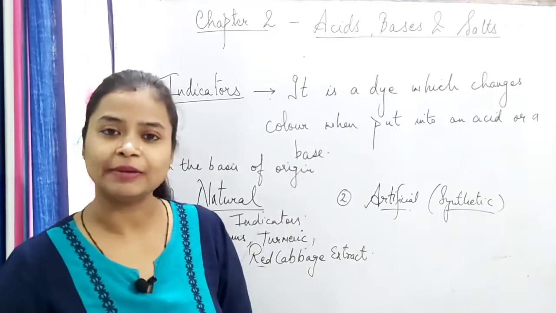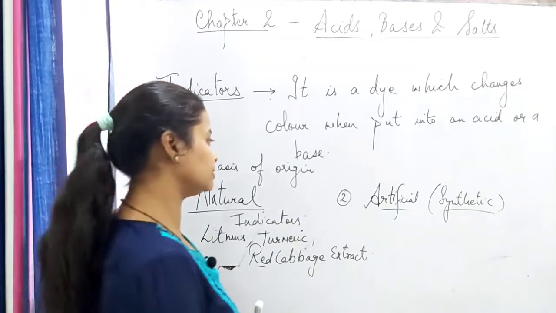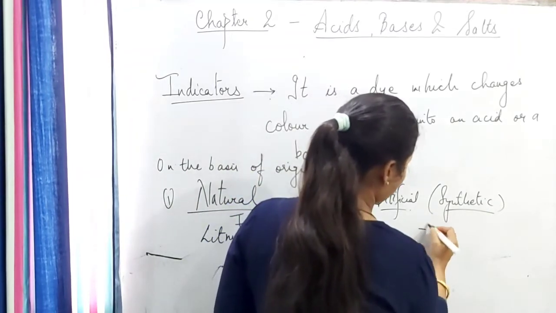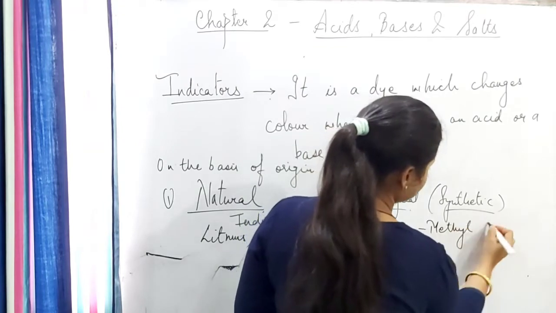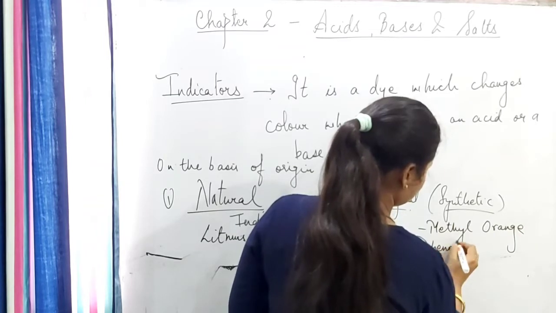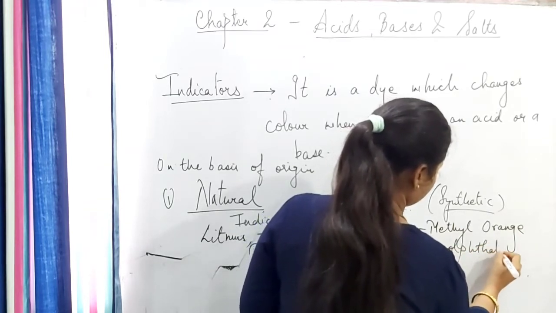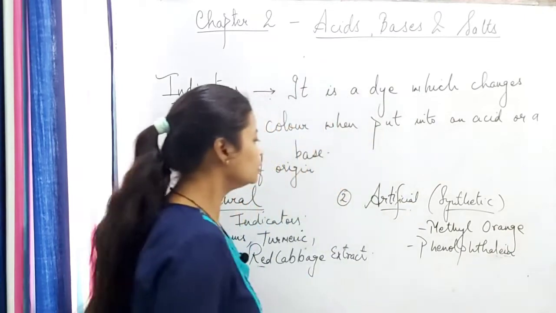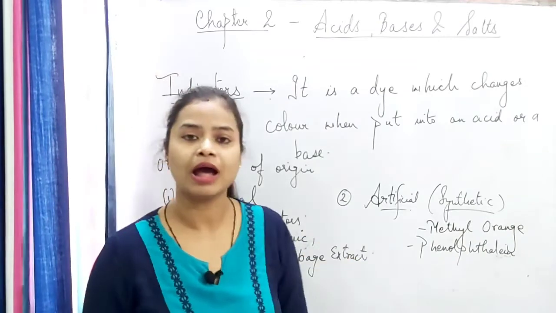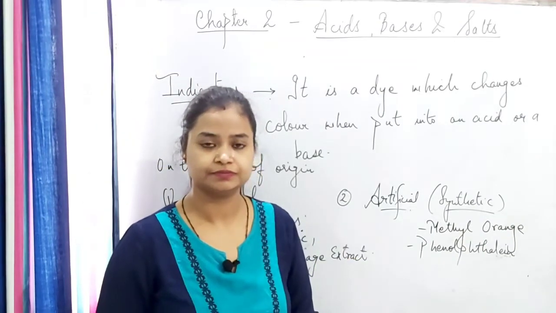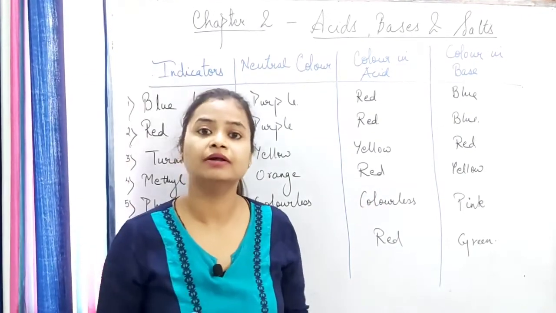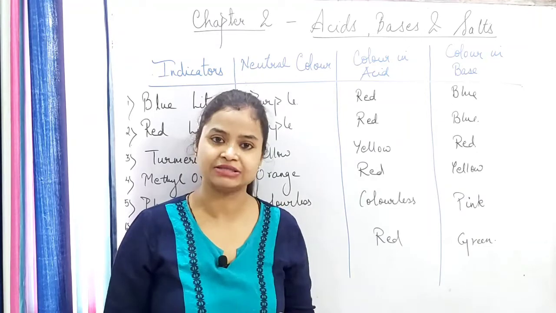Then let us see a few examples of artificial or synthetic indicators. The examples are methyl orange and phenolphthalein. Okay, methyl orange and phenolphthalein. These are the two synthetic or artificial indicators. So let's see the different indicators and their color in presence of acid and base.